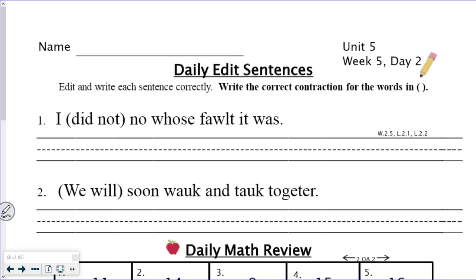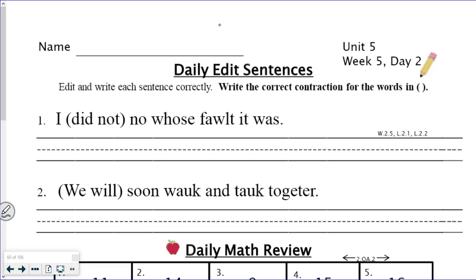Happy Tuesday. For our morning work today, we're on Unit 5, Week 5, Day 2. Directions say edit, write each sentence correctly, write the correct contraction for the words in parentheses. Remember that a contraction is when we take two words and we put them together. When we squeeze them together, some letters pop out and we replace those letters with an apostrophe.